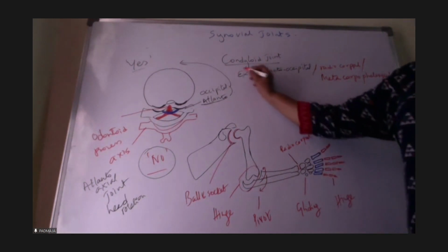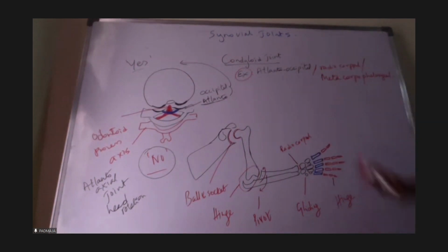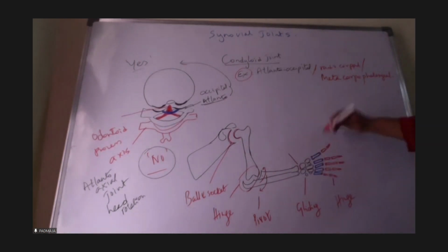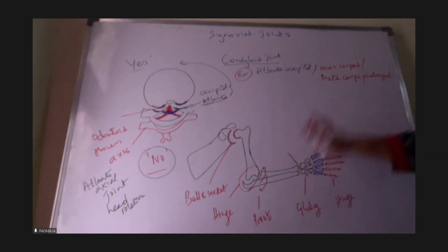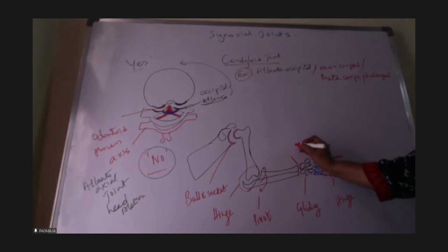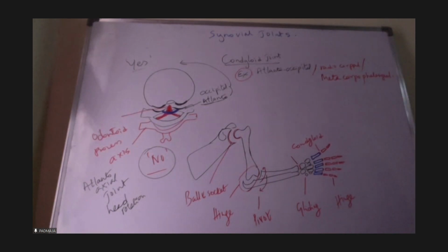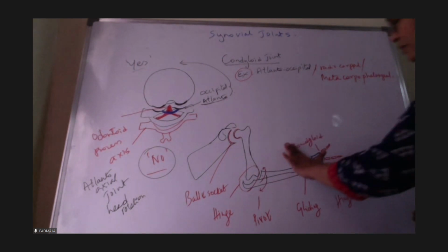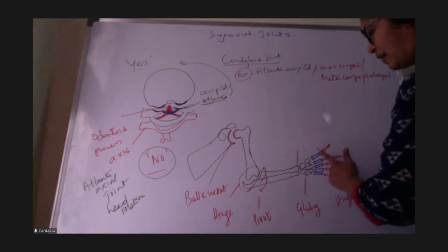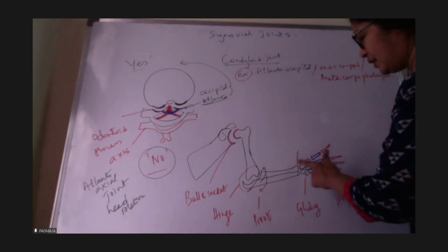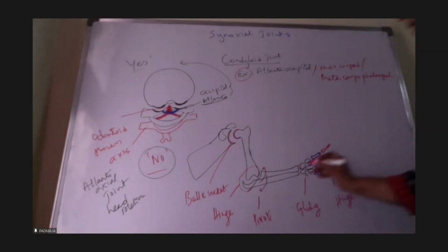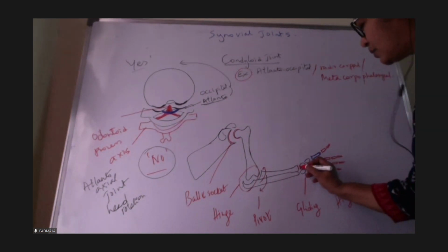Metacarpophalangeal. 3 examples. So what is this joint here at this place? Condyloid joint. Okay. But I am writing this one down because we are having one important joint here. We are going to do that now. So here I'm writing this one here.